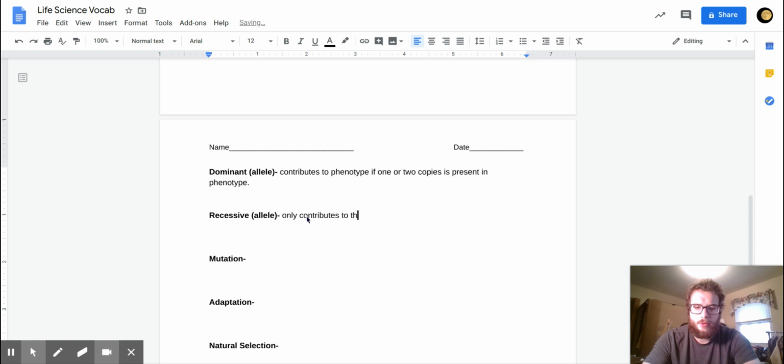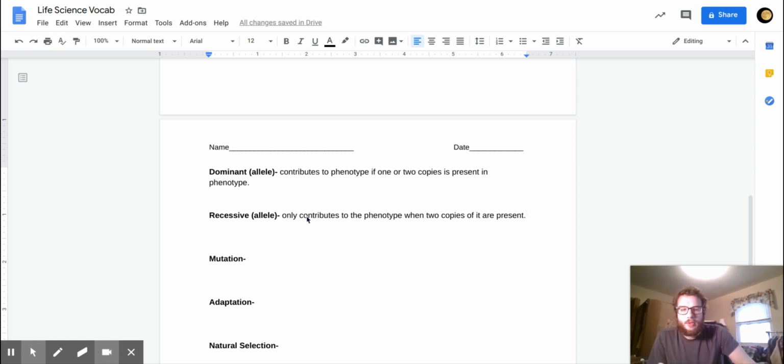to the phenotype when two copies of it are present. So in order to get a recessive trait, now blue eyes is actually recessive in humans. In order to have blue eyes, you would have to get a blue-eyed trait from both mom and dad. If you got a brown-eyed trait from either mom or dad, then that blue-eyed allele does not matter. It's there, but you're not going to see blue.